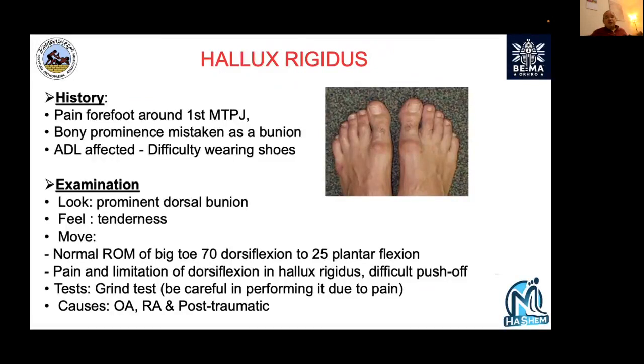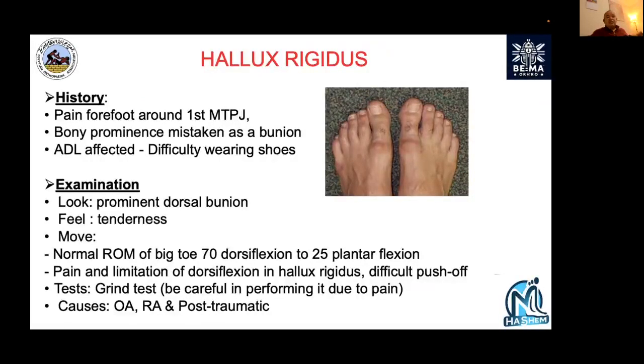When you feel the joint, you'll find some tenderness over the first MTP joint, and the most important thing is to move it to diagnose Hallux rigidus. So you need the normal range of motion of the big toe, which is normally 70 degrees dorsiflexion to 25 to 30 degrees plantar flexion. If you have this range of motion limited, you have a Hallux rigidus. The main problem will be, as we agreed, the dorsiflexion will be a bit painful, limited, with a difficult push off. To diagnose this more, in the range of motion, you need to specify where the pain is.